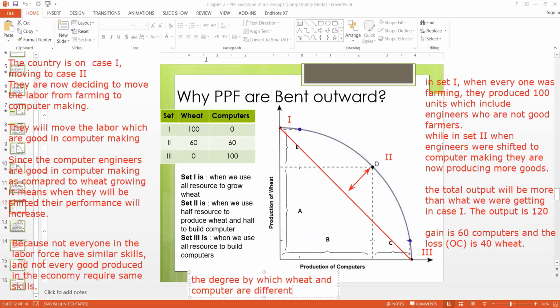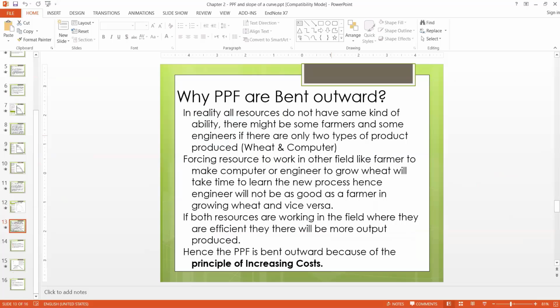So the outward bend is explained by a few things. First of all, labor has some specialization, and the difference is explaining the outward bend. Now we will discuss and summarize it. Why was it bent outward? It was bent outward because all the resources do not have the same kind of ability. The labor that we have in the country are not equal in their intellect, so they will perform better in their own field.